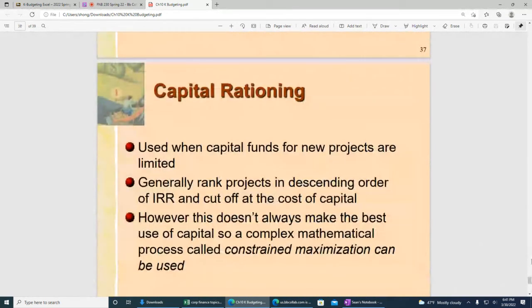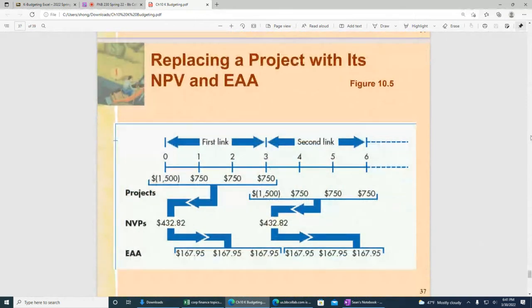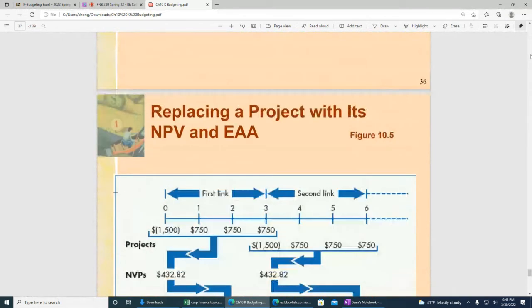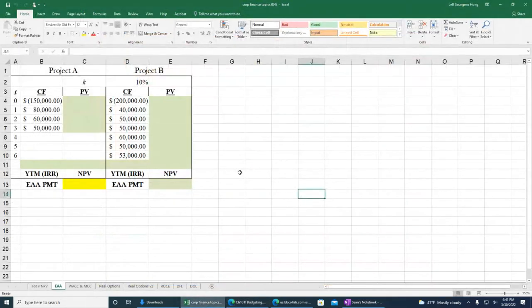This is a graphical representation of net present value. The summary is that this short-lived project will generate 167 annual annuity for 3 years, and the longer project has 187 annual annuity for 6 years. So the long-lived project will be picked. But we will need to verify that. Let's verify that.